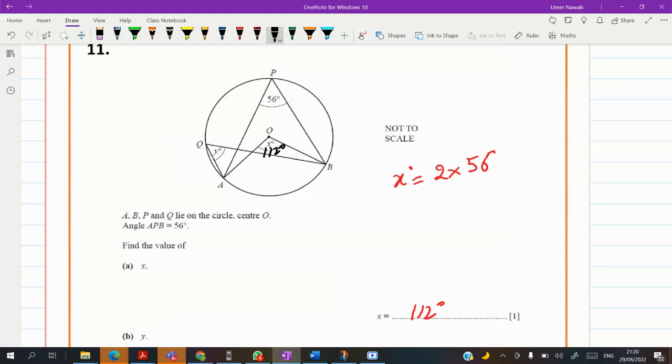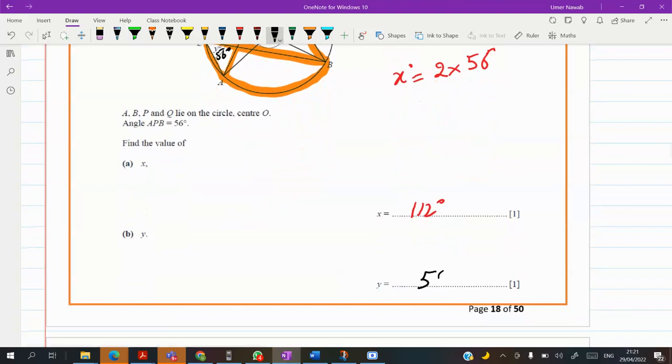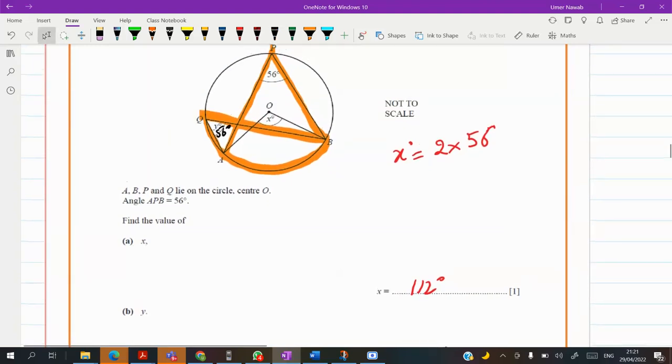Now, my friends, I'm still going to use the same arc AB and the central angle. No need to use the central angle, guys. I can easily find why. How? Same arc. Look at that. The arc is joined at Q. The arc is joined at B on the same circumference. So angle in the same segment. So if this is 56, this should also be 56. It was pretty simple. Angle in the same segment property, I have used it. So that was 112.